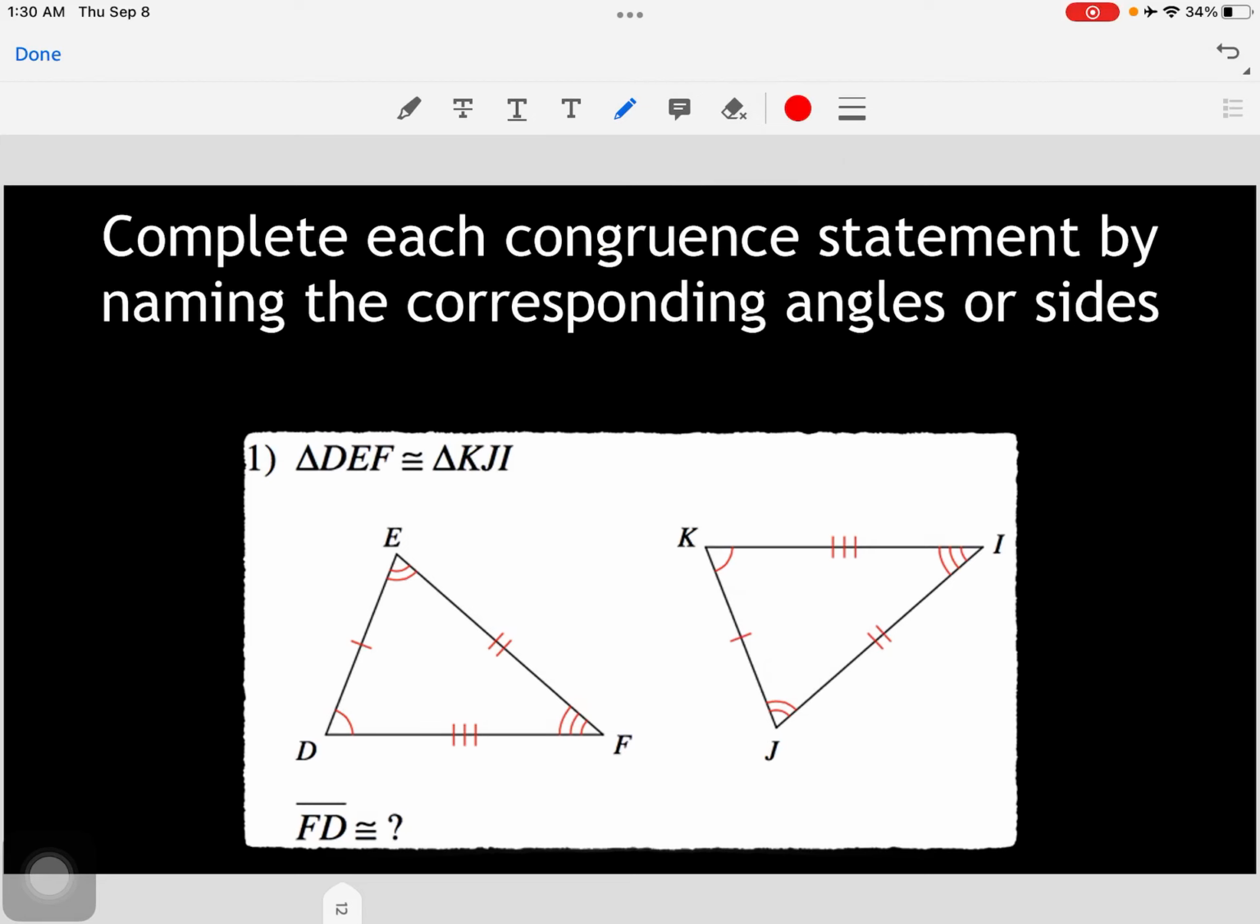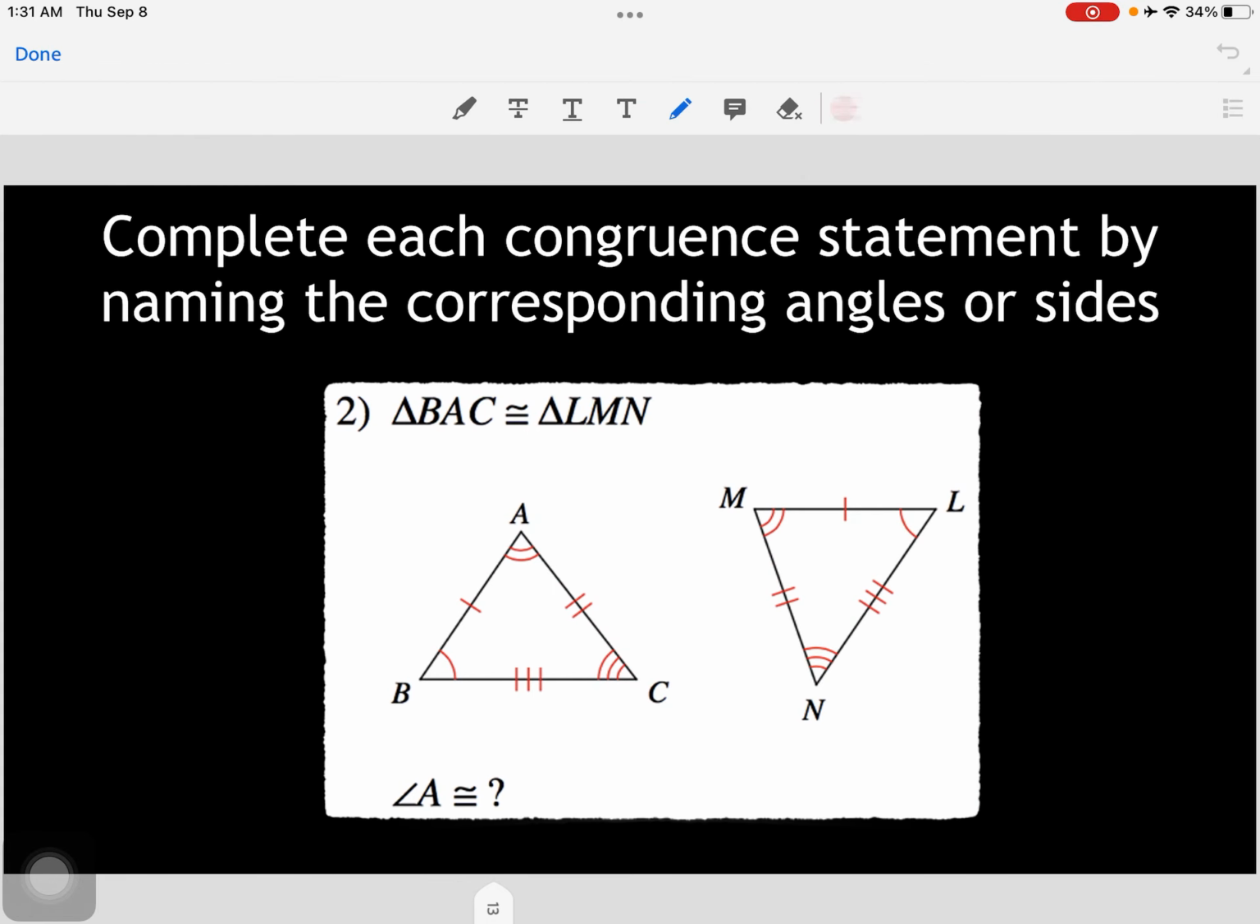Okay, so we can complete the congruent statement here below by just looking at the congruent statement of the two triangles. Since we know that when we write the congruent statement of triangles, the corresponding sides always match. So we know here that FD corresponds to KI. So we know that the measurement of FD is equal to the measurement of IK. So to complete the congruent statement, we write IK. Next.